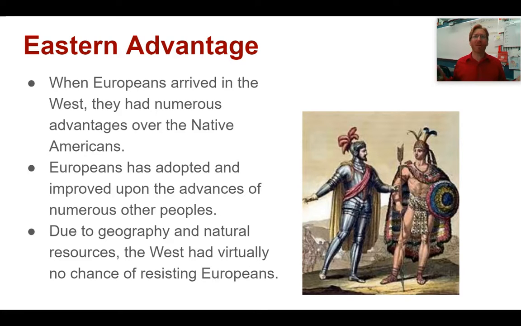No, it's because of all the advantages that the Eastern Hemisphere had presented them, made them more technologically advanced and therefore able to conquer. And that is why the Eastern Hemisphere, and Europe in particular, was able to conquer and colonize the Western Hemisphere with relative ease.